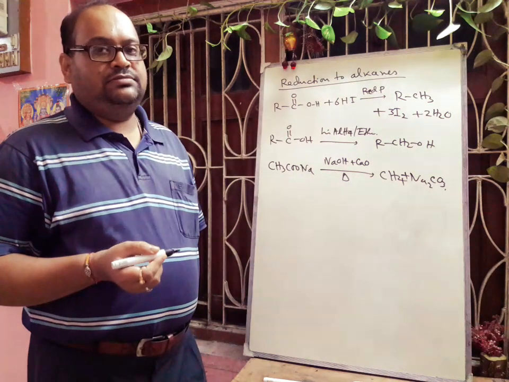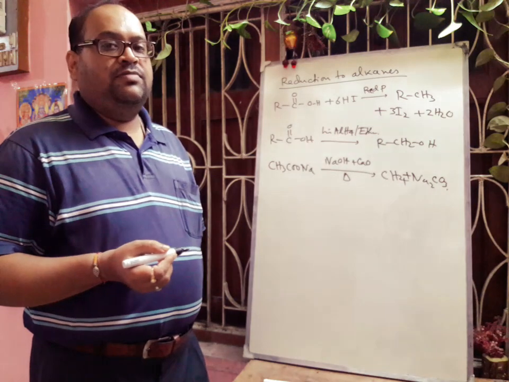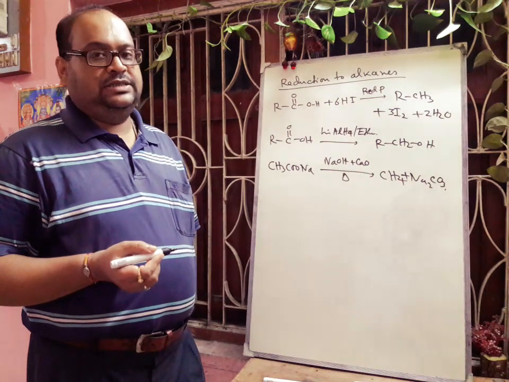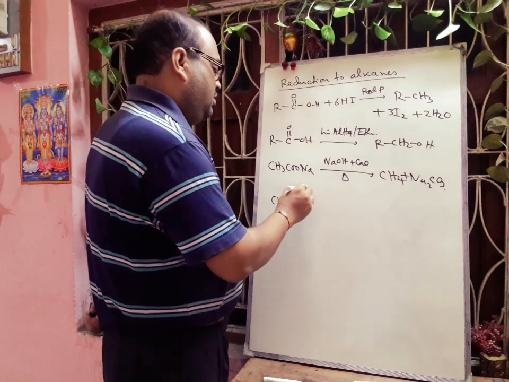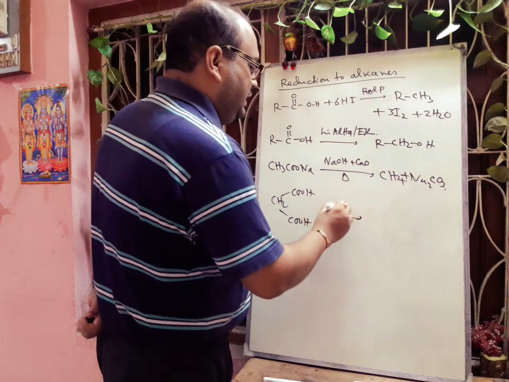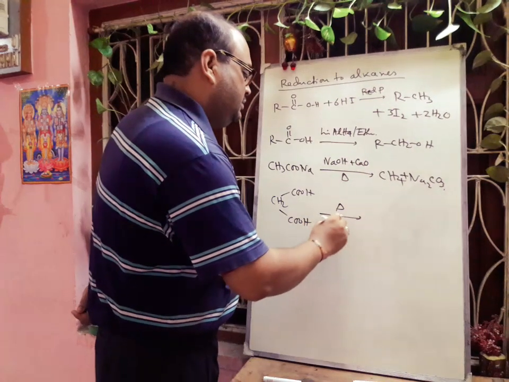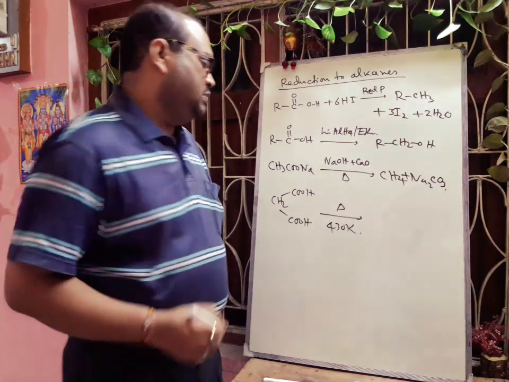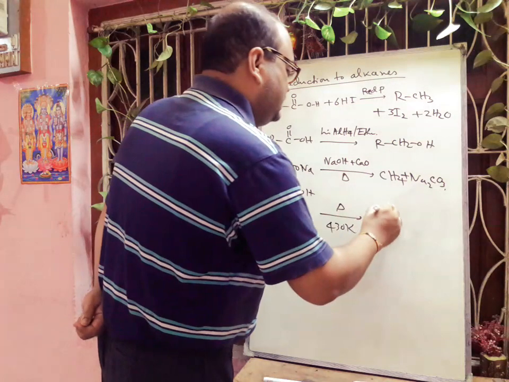Next we will discuss the thermal decomposition of dicarboxylic acid. If we think about malonic acid, CH2 with two COOH groups, and if you apply heat, the temperature should be around 430 Kelvin, then there will be decarboxylation of one carboxylic acid group, producing acetic acid and carbon dioxide.